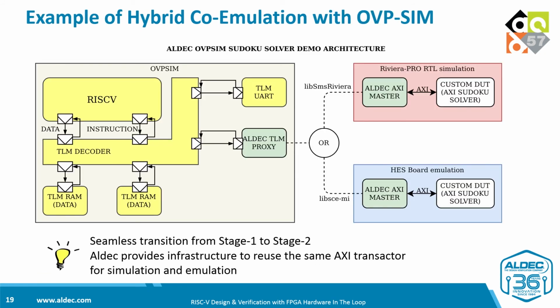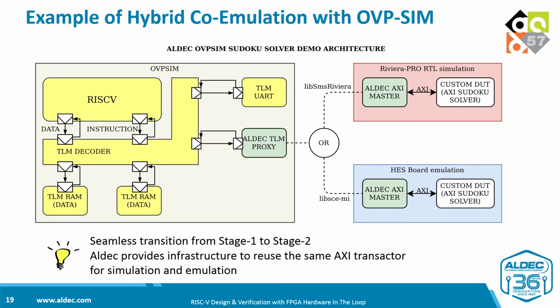As an example of hybrid co-emulation, we have prepared a demo which connects OVP-SIM RISC-V virtual platform to the custom peripheral, which is a Sudoku puzzle solver hardware IP. The Sudoku IP provides AXI slave port, and so Aldec AXI master transactor was used to connect it with the software part in OVP-SIM.